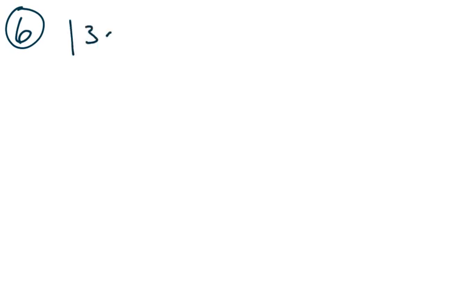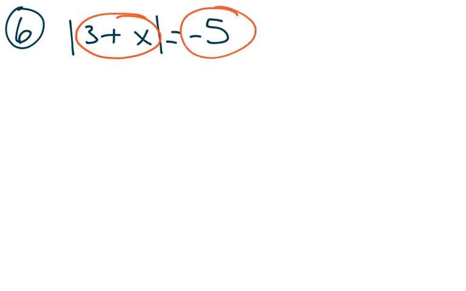Absolute value of 3 plus x is equal to -5. Right away, I see -5 outside the absolute value bracket, so I've got alarm bells going off saying this probably isn't going to work. Because think about it, the absolute value of something, whatever it is, has to be 5 units away from, -5 units away from 0. That's not possible. You can't have a negative distance. So this answer right away, no solution, and you're done.